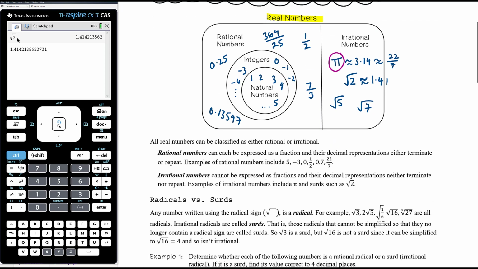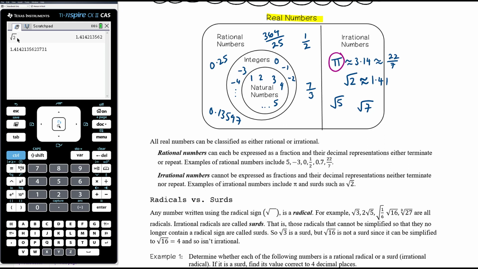Okay, so all real numbers can be classified as either rational or irrational. Rational numbers, as I've said, can be expressed as a fraction, and their decimal representations either terminate, so for example 0.5, 0.25, 0.4, 0.376, okay, or they repeat, 0.3 recurring, 0.12 recurring, whatever it might be. So examples of rational numbers, they can be positive, negative, decimal, fraction, whole number, etc. But they have to be able to be represented as a fraction. Their decimal representation has to terminate or repeat.